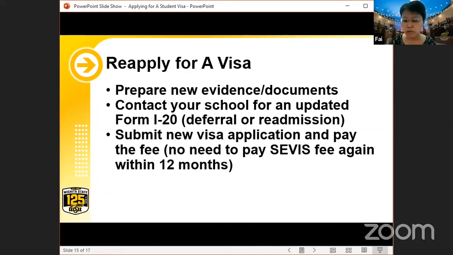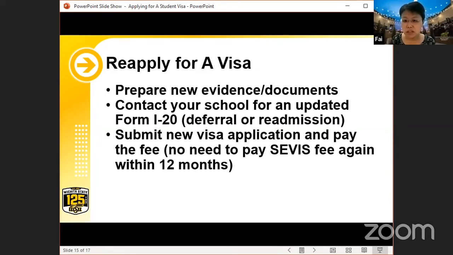So for example, if your admitted term is spring, so January, and you were denied last month, that means there's still time for you to apply for another visa interview before the semester starts. So in that case, you don't have to contact your school to get a new I-20. Instead, try to prepare enough documents and proper documents.